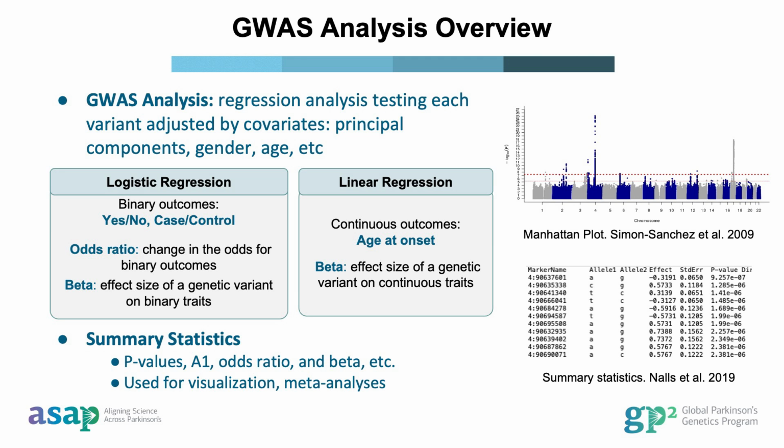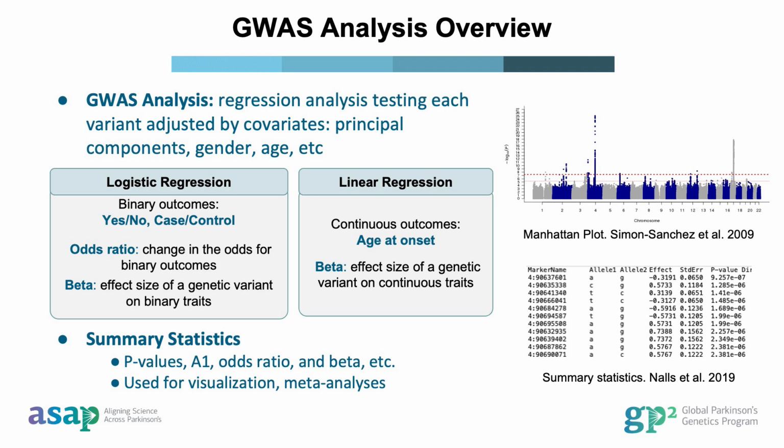GWAS involves performing regression analysis for each variant, adjusting for covariates such as principal components for population substructure, sex, age, and other relevant factors. The choice of association test depends on the outcome. Linear regression is used for quantitative traits such as age at onset, while logistic regression is applied to binary outcomes like disease status in cases and controls. Summary statistics from GWAS include outputs like p-values and association metrics for each variant.